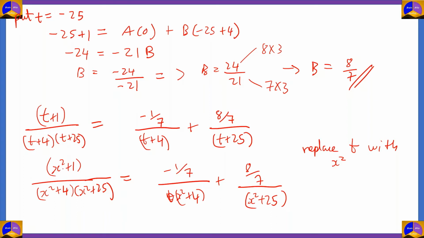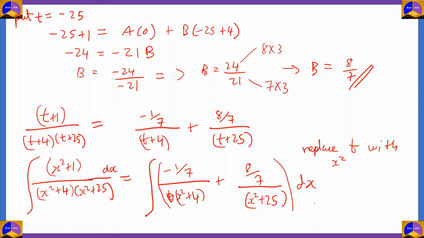So now we can integrate it on both sides. So integral x squared plus 1 divided by x squared plus 4 times x squared plus 25 dx equals integral of minus 1 by 7 divided by x squared plus 4 plus 8 by 7 divided by x squared plus 25, the whole multiplied by dx. So now we have our integral.